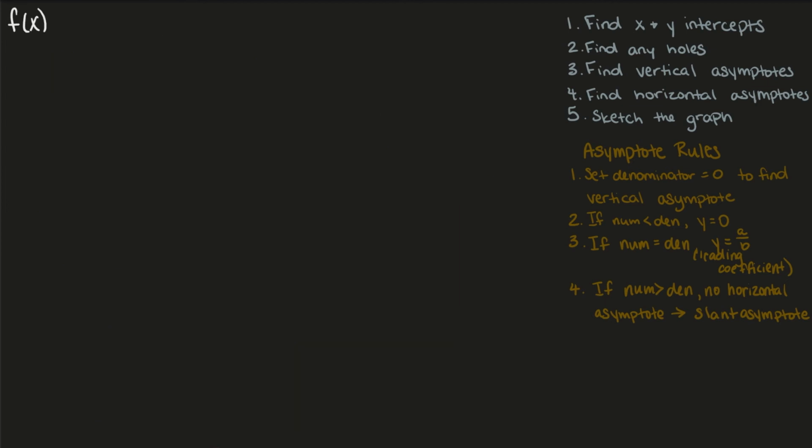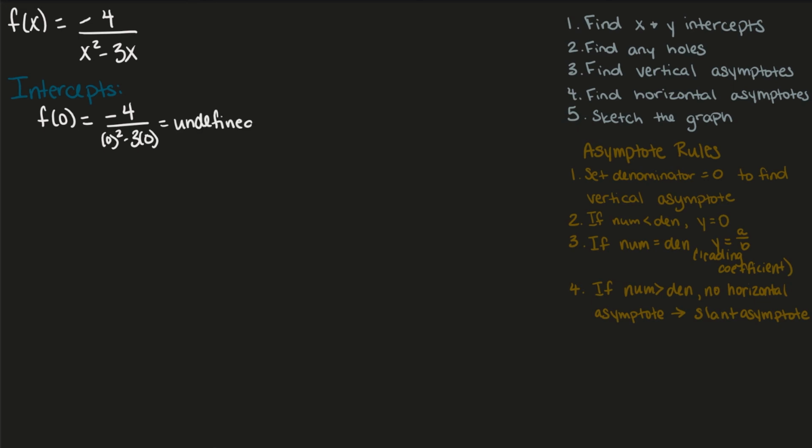For our next example, we have f of x equals negative 4 over x squared minus 3x. Let's start with our intercepts. For our y-intercept, we'll set x equal to 0, and we get negative 4 over 0 squared minus 3 times 0, which is undefined, which means we do not have any y-intercepts. For our x-intercept, we will set our numerator equal to 0, and negative 4 does not equal 0. We can't solve for x, which means there's no x or y-intercept.